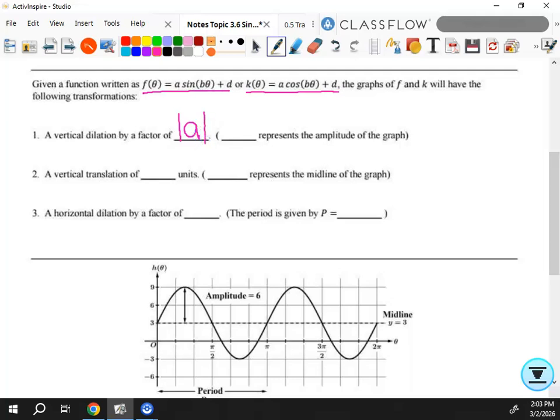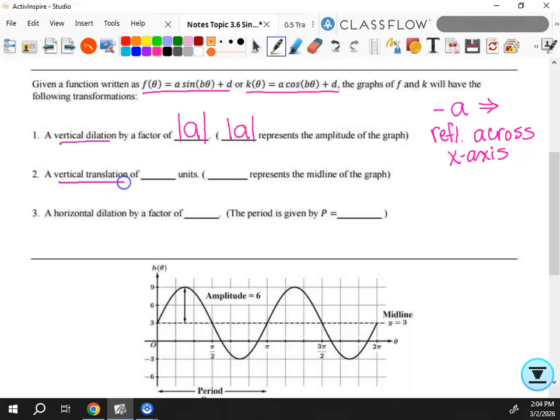Because the negative a, what happens if a is negative? I get a reflection across what? X-axis, good. It's a reflection across the x-axis. So the negative means something else, right? That's why the vertical dilation factor is the absolute value of a, and the absolute value of a represents the amplitude of the graph. Okay.